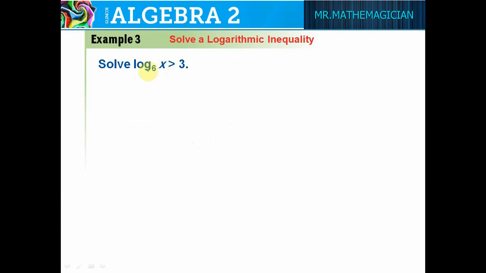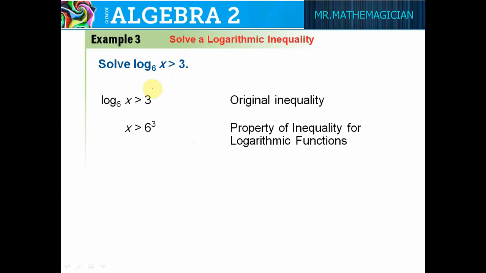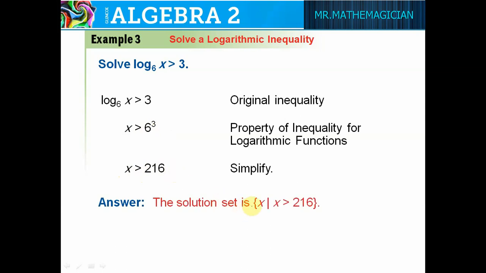So now let's solve log x to the base 6 greater than 3. This is the original inequality, so change into the exponential form. So x will be bigger than 6 to the power of 3, and this will be x greater than 216. It means the solution set is x such that x is greater than 216, and if you are using the interval notation, it will be open at 216 and going to infinity.